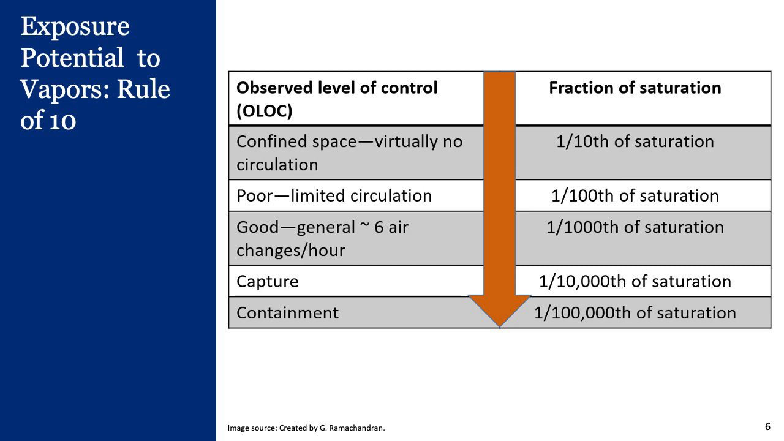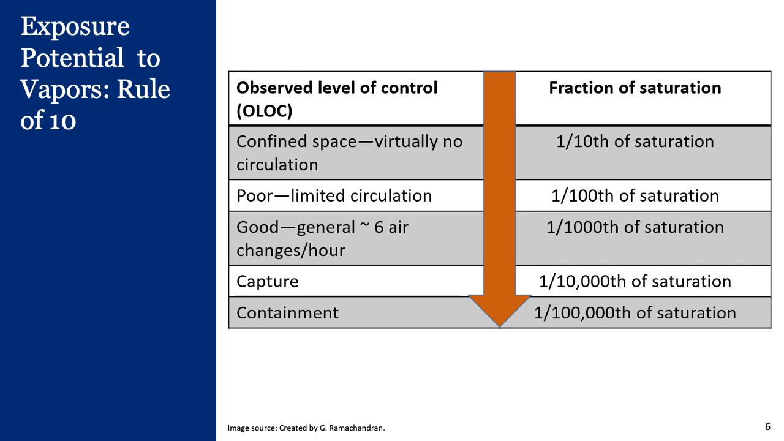If we now go to a situation where there's poor or limited circulation, then we get to 1/100th of saturation. When I say poor or limited circulation, I'm talking about one or less than one air change per hour. In that kind of setting, the expected concentration in that environment is going to be 1/100th of saturation vapor pressure.